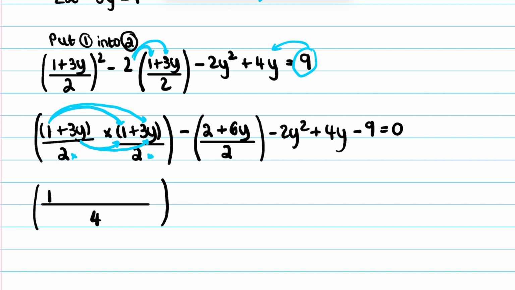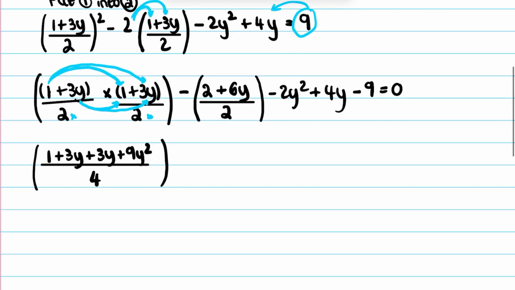Then next I'm going to say, okay, 1 times 1 is going to give me 1. 1 times 3y is going to give me plus 3y. 3y times 1 is going to give me plus 3y. And then 3y times 3y is going to give me plus 9y squared. Awesome. So now the next step is I'm going to multiply this negative into the bracket here. So I'm going to have minus 2 minus 6y, and this whole thing will be over 2. And then I'm just going to write the rest of my equation down.